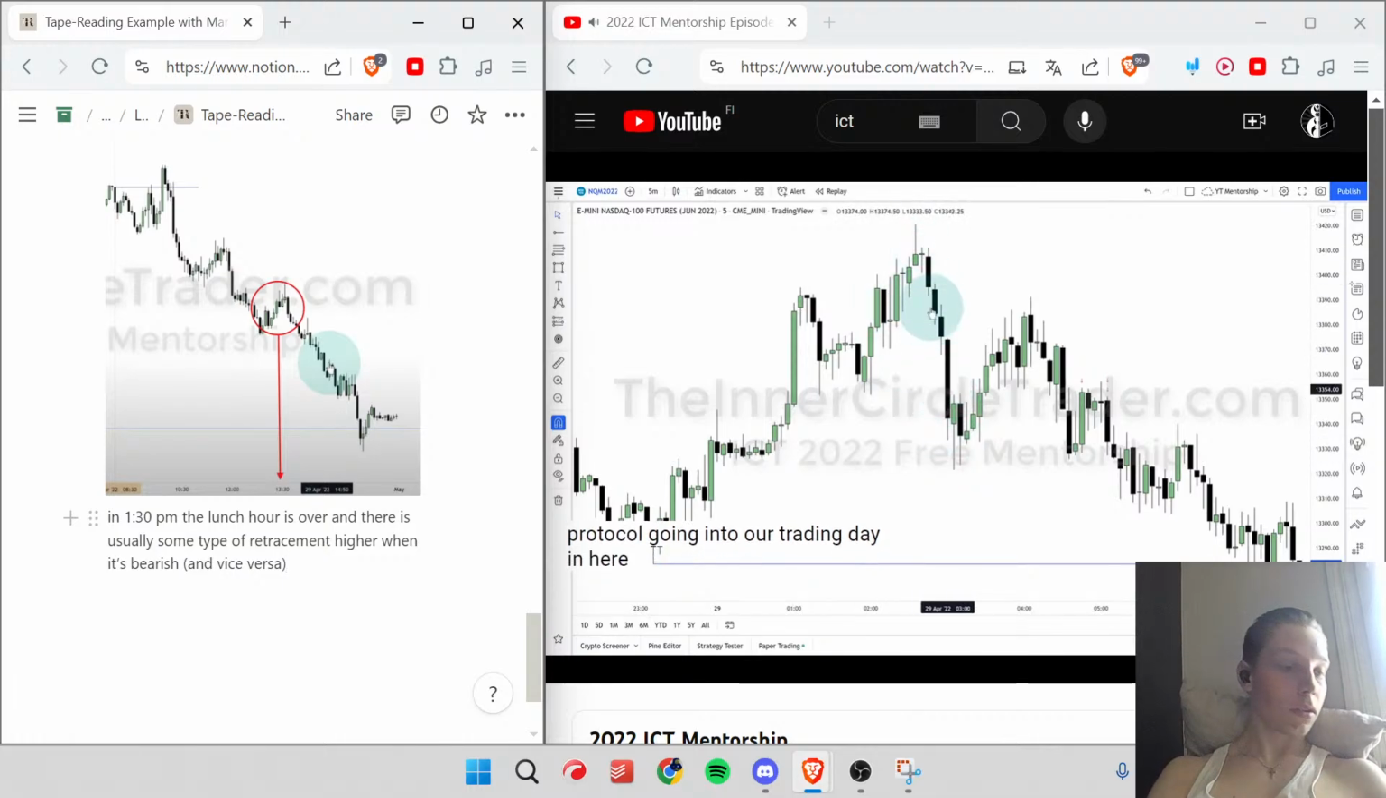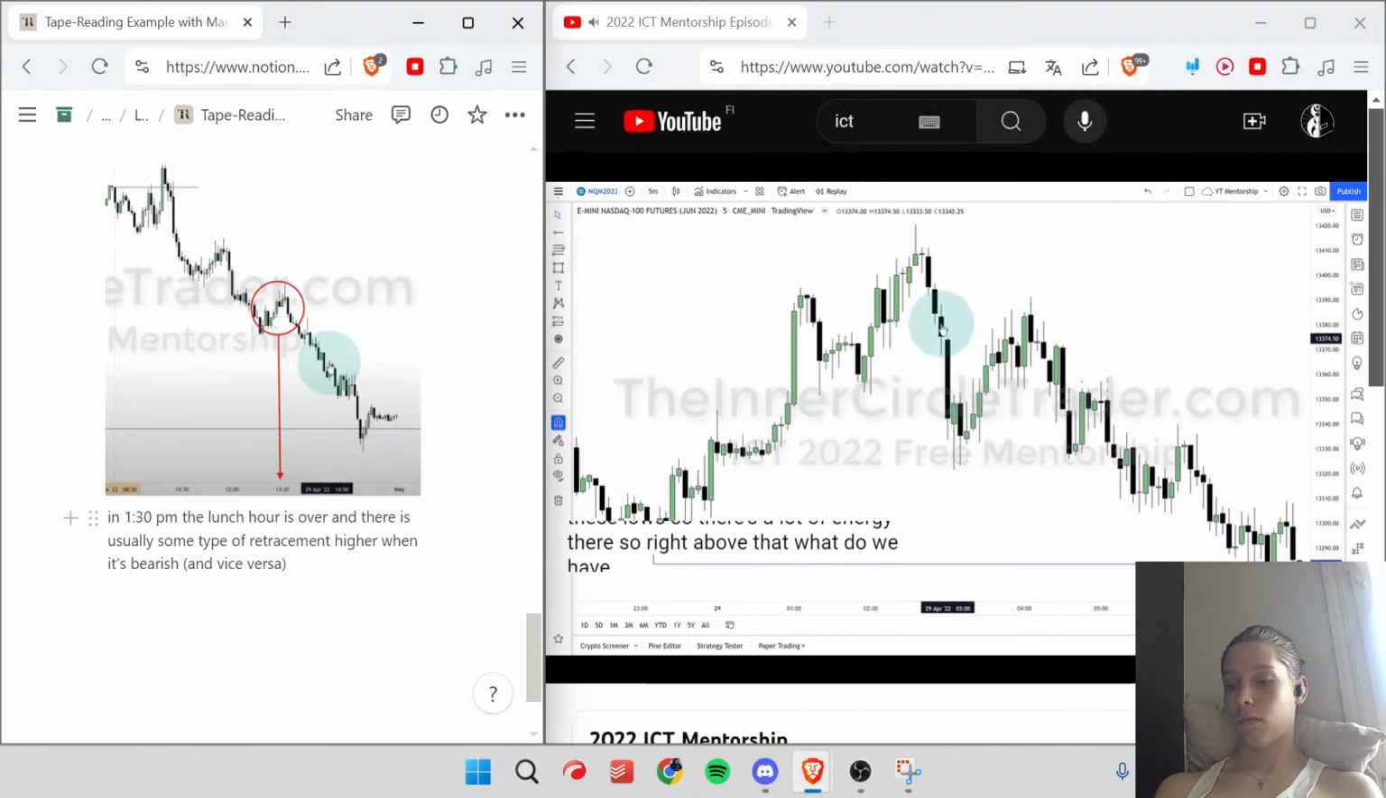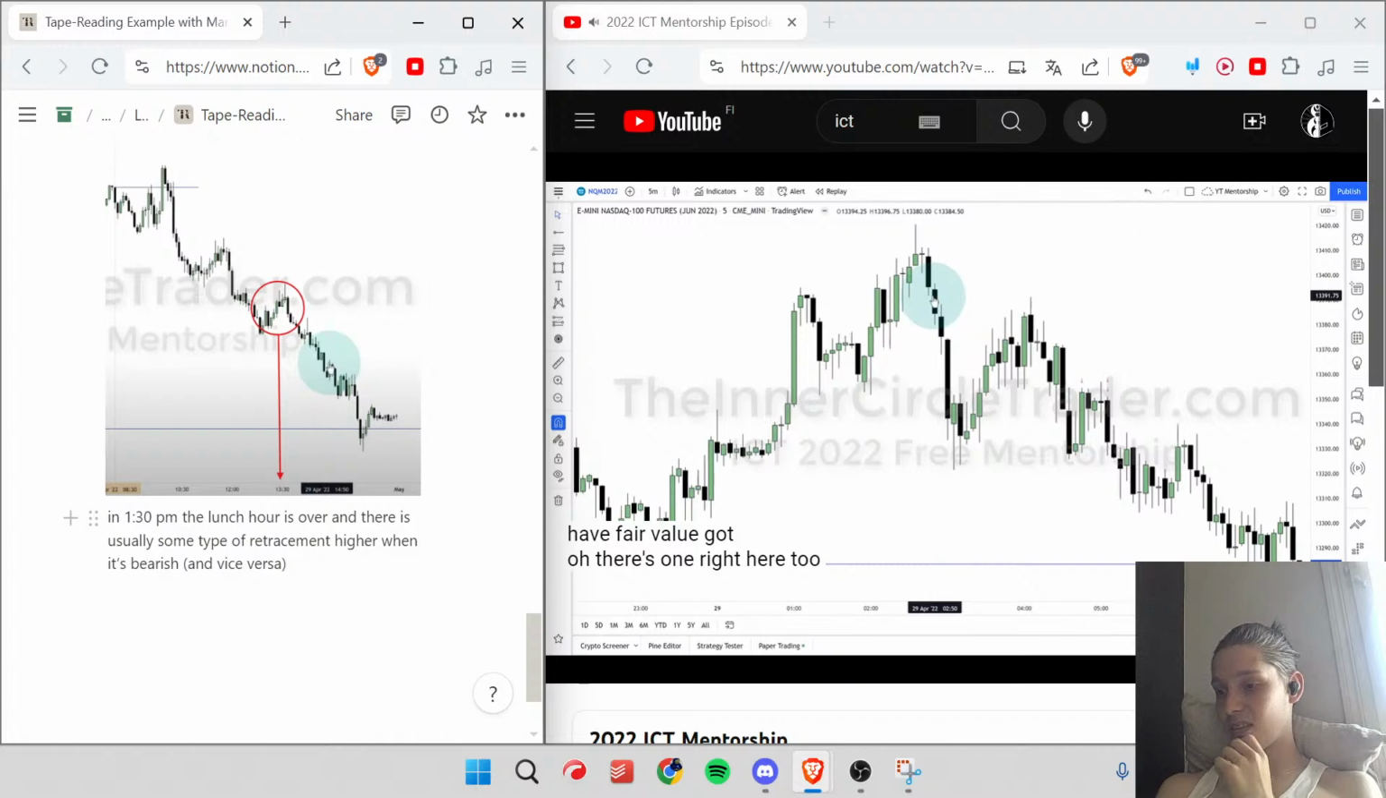In here, we have what? Displacement below these lows. So there's a lot of energy there. So right above that, what do we have? Fair value gap. Oh, there's one right here too. Right. What's that teaching? This is where you do your entry.